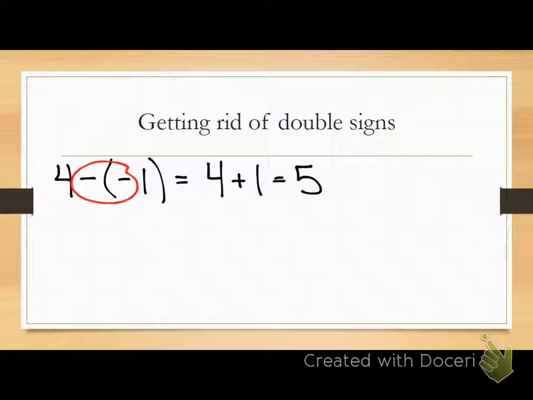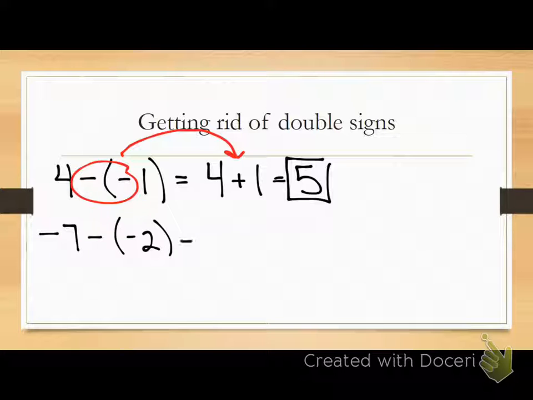What is 4 plus 1? 5. It is 5. I'll leave that arrow there. 4 plus 1 is 5. All right. Now, I want you to do this one. All right, so negative 7 plus 2 is negative 5.